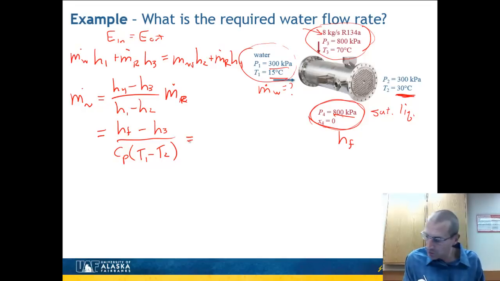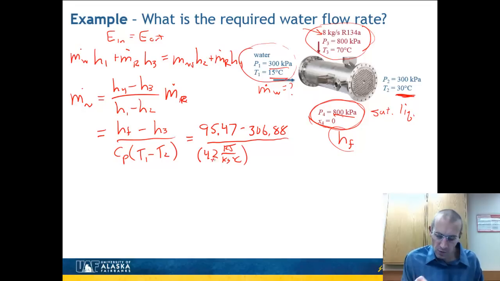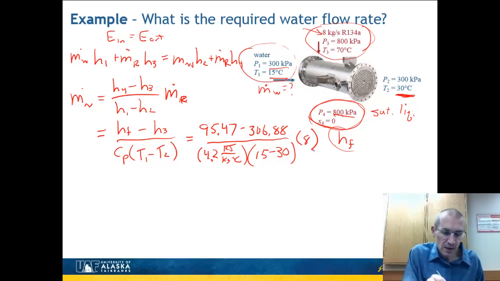So I'm going to look up my refrigerant values off the table. So this is 95.47 minus 306.88. That's the superheated refrigerant. It's the 306 number. 95 is the H sub F value. Heat capacity of water is about 4.2 kilojoules per kilogram degrees Celsius. 4.2. All right. And then my temperature change, I've got H sub 1, that's 15 minus 30 for my temperature change. And that's all multiplied by my 8, the mass flow rate of my refrigerant, 8 kilograms per second.